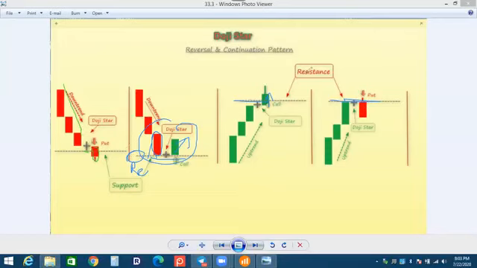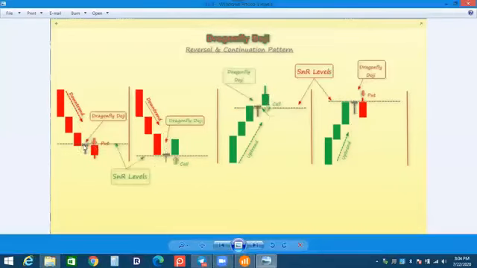So all the doji are traded the same way. Here, only the doji is changed. All the scenarios are the same. If you find the doji opening and closing price above the support level, go with the buyers. Below the resistance level, go with the sellers. If there is no level, go with the trend.